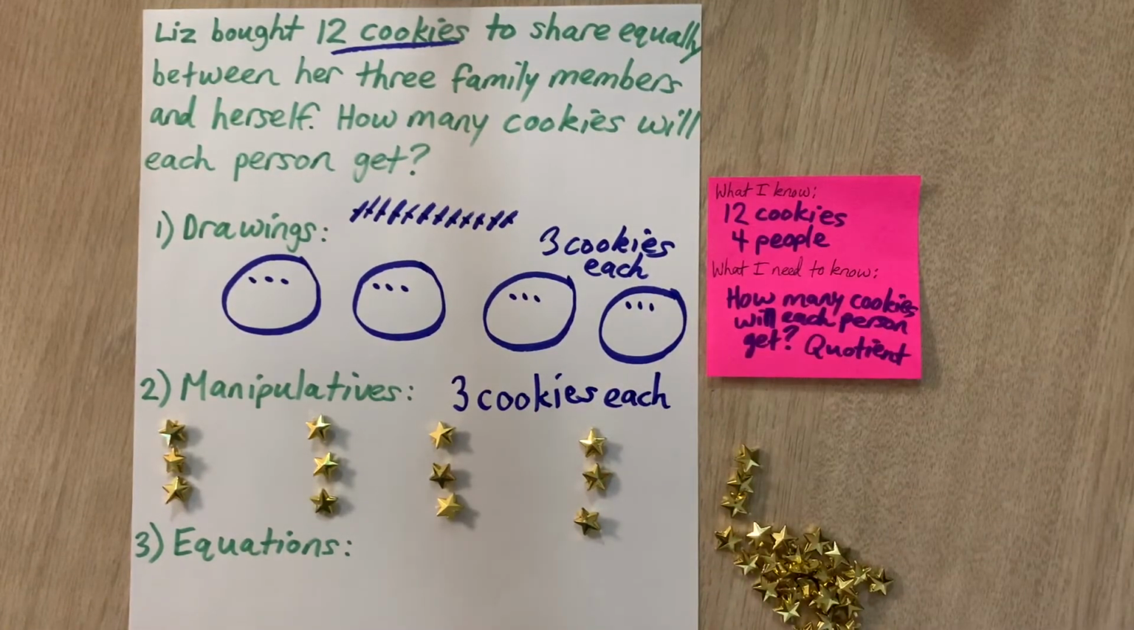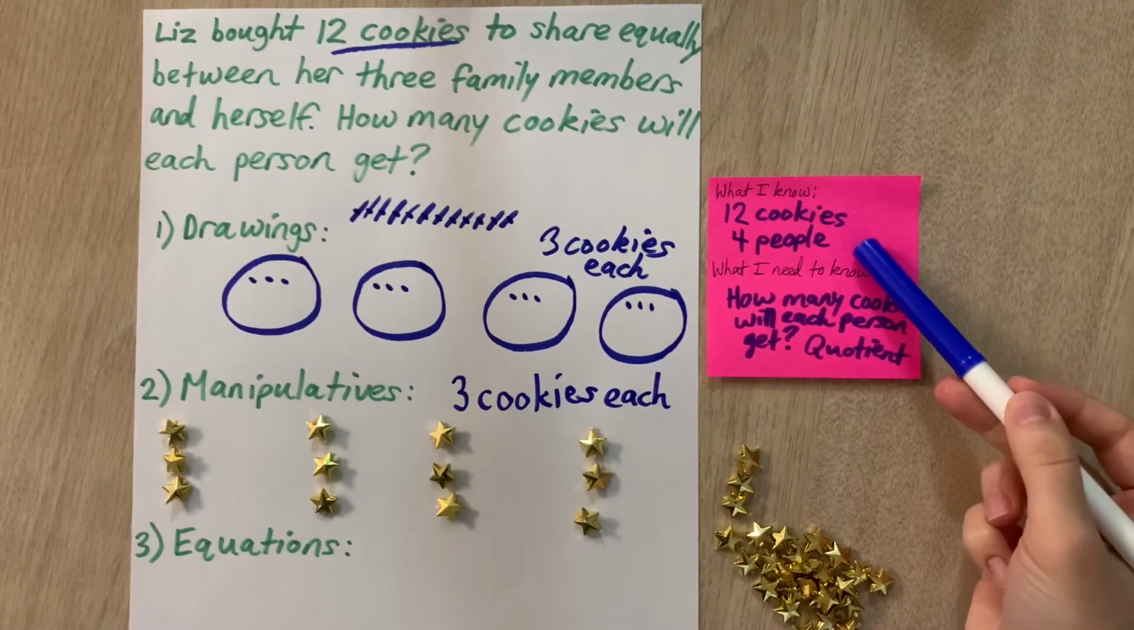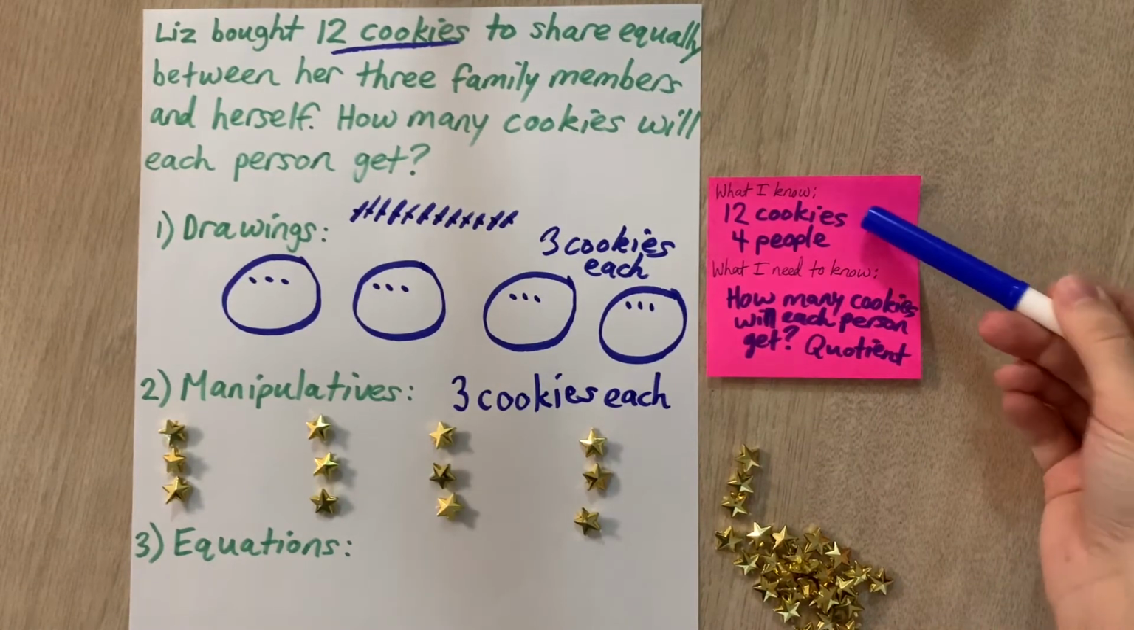Okay, let's try this using our last strategy, equations. So in this case, we're going to be writing a division equation because the 12 cookies are being divided or shared equally between her 3 family members and herself, so between 4 people. So we would use this to help us, the what I know section, which says 12 cookies and 4 people.